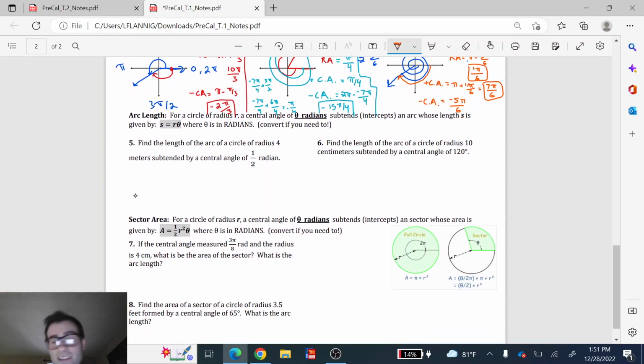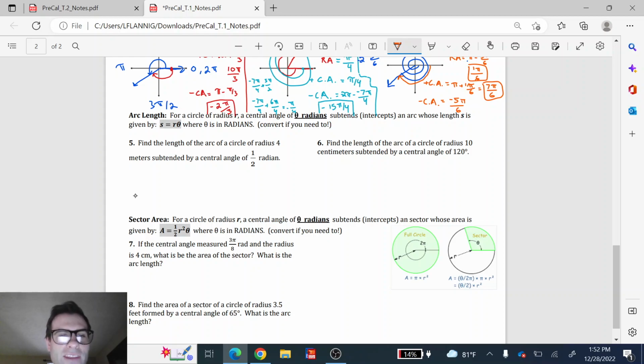This part ends up being a little easier, I think, than the last part. This is arc length. The idea is for a circle with a radius r, a central angle of theta radians. Theta is just the idea of a variable. It subtends or intercepts an arc whose length s is given by s equals radius times theta, where theta is in radians. It has to be in radians. If it's not, you have to convert it.